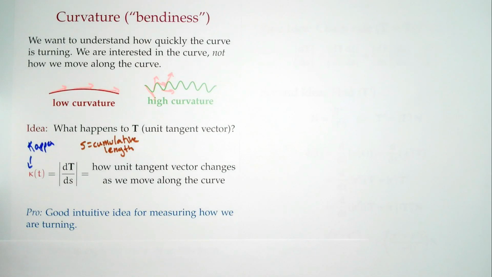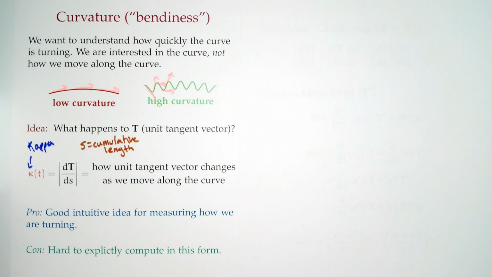That's a wonderful thing. Now, I've listed a pro. Could there possibly be a con? Well, there is one small, tiny con, which is it's hard to explicitly compute if I tell you this is how I want it. Because there's a lot that goes into it. We know how to find a unit tangent vector.